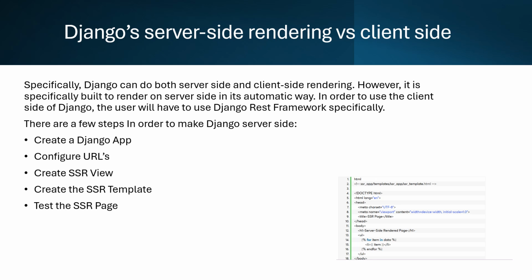So there are a few steps in order to make the Django server-side. First, the user would create a Django app, and then configure URLs, and then create the SSR view, and create the SSR template, and creating the SSR template is an example of this image here. Then testing the SSR page to see if there are any bugs, anything that needs updating in order to make it a lot better.